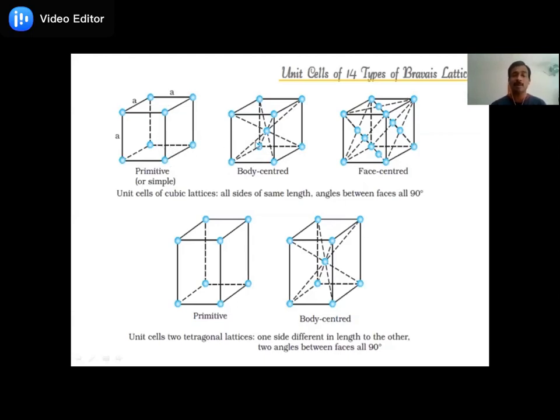The second one, body centered. Particles are present at the corners and also at the center of the body. At the body center, you can see one more. One more arrangement is there. Particles are present at the corners and also at the center of each face. How many faces are present? 1, 2, 3, here 4, 5, 6. 6 faces are present.